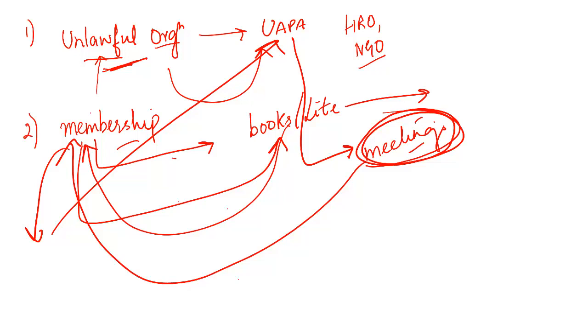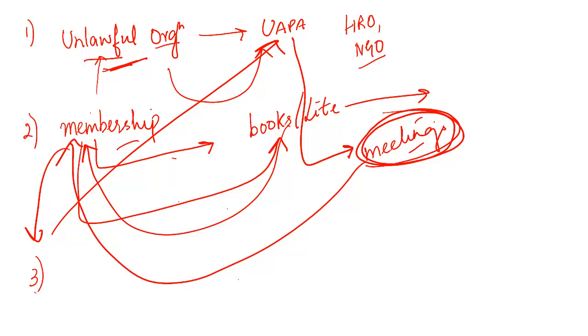That is how G.N. Sai Baba, the professor of a university, and others have been arrested, because it is alleged that they possessed literature and books about these unlawful organizations, and sometimes attended the meetings of these unlawful organizations as well. That is why they are alleged to be members of such organizations and therefore should be penalized.